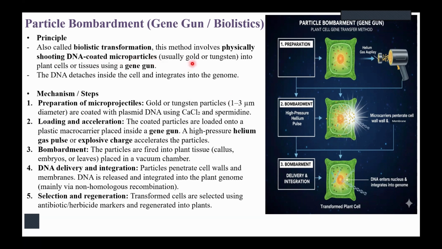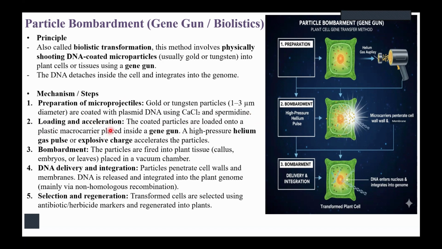The coated microparticles are usually gold or tungsten. So we take gold or tungsten and coat it with our gene of interest, and then we are going to shoot it into the cell. So first we're going to prepare the microprojectiles. Gold or tungsten is then taken. We will coat it with the DNA that we want to introduce, and then the coating is done using calcium chloride and spermidine, which can help the DNA adhere to these microprojectiles.